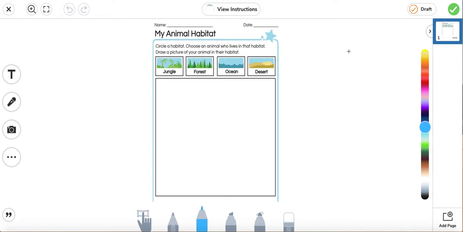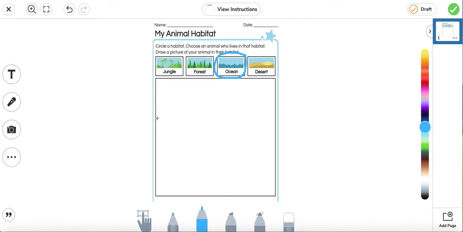And so for science, we've been talking about habitats. And so today what we're going to do is we have 4 different habitats here: a jungle, a forest, ocean, and a desert. You're going to circle one of them and then choose an animal that lives in that habitat and draw a picture of your animal in their habitat. So I am going to choose the ocean. And the animal that lives in that habitat that I am going to choose is a fish. So I'm going to go ahead and draw the habitat and draw my fish.